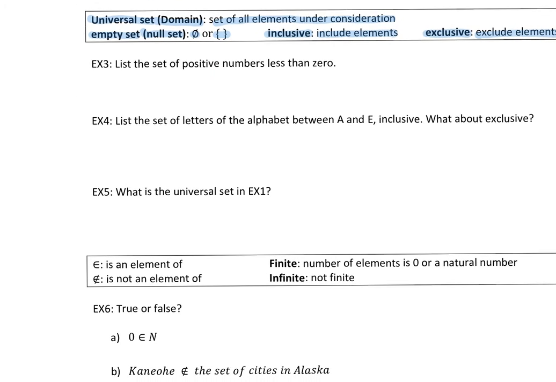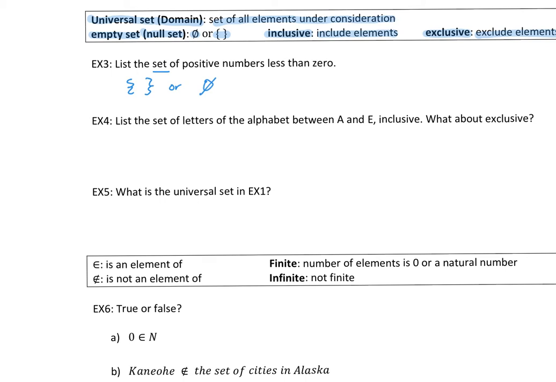In example 3, we want to list the set of positive numbers less than 0. So again, since we're going to find a set, I'm going to start with my set braces, and now I'm going to list all the positive numbers that are less than 0. Well, there are no positive numbers less than 0, so I would simply close my set braces to indicate that this is an empty set. I could also use the empty set notation.